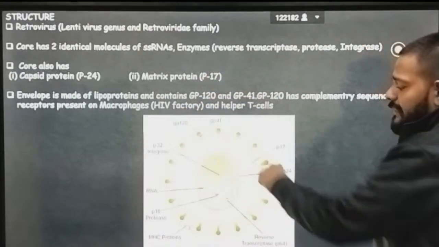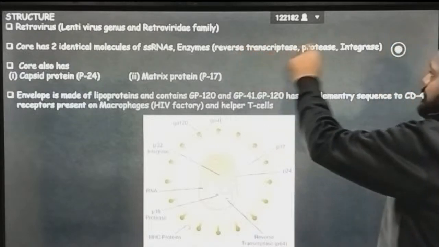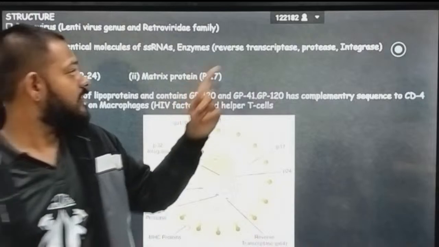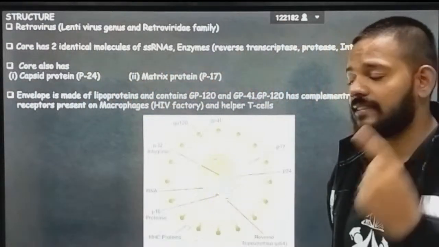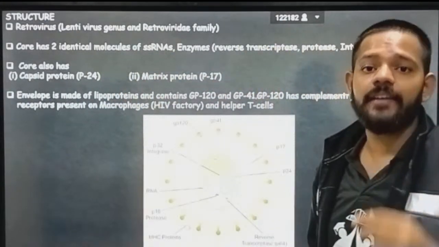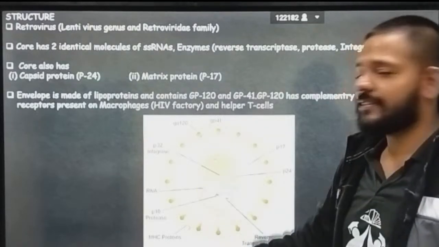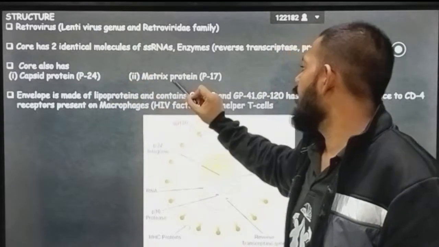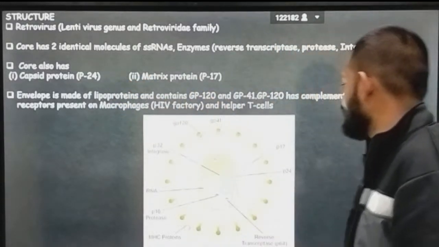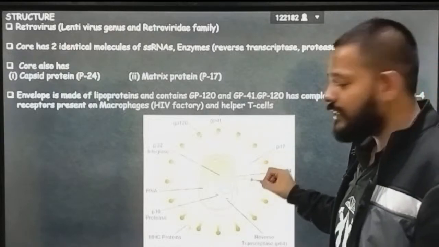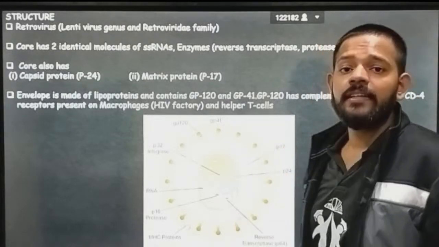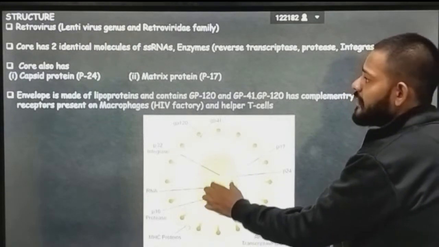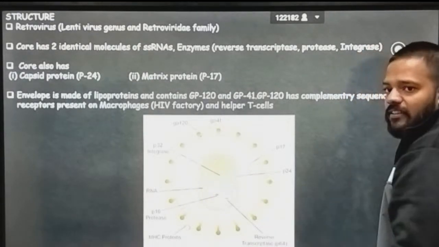Okay, and the enzymes which are present inside the genome are reverse transcriptase, protease, and integrase. Three enzymes are there: reverse transcriptase, protease, and integrase. These three enzymes with the single-stranded RNA make the genome of this virus. The core also has the capsid protein, that is P24, and the matrix protein P17. You can see here the inner one is P24 and the outer one is P17.